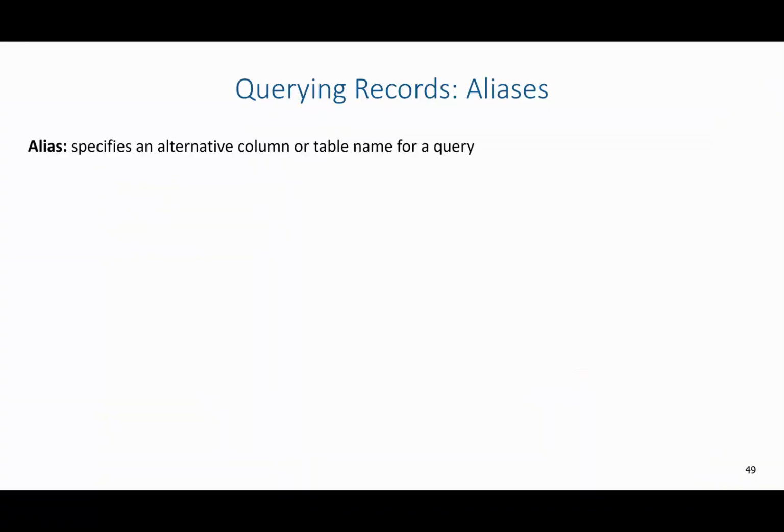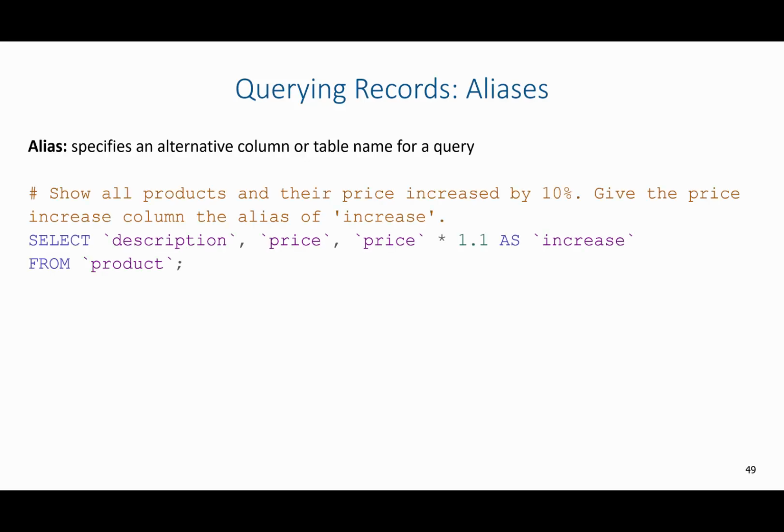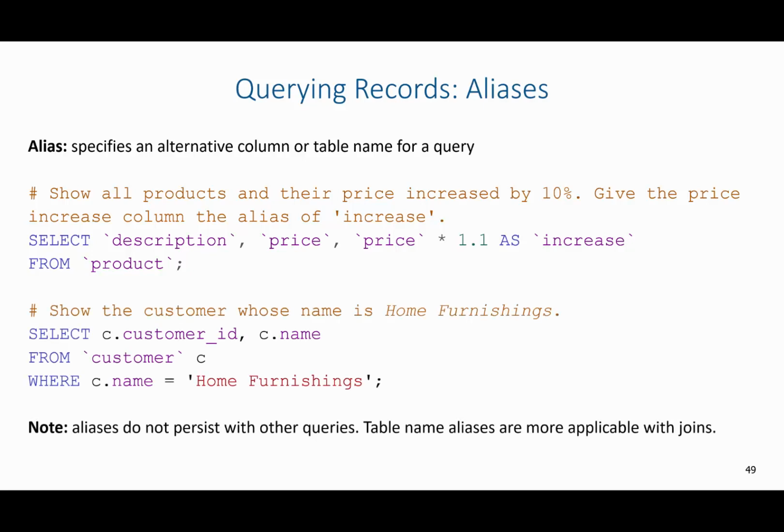The next thing we're going to discuss are aliases, which specify an alternative column or table name for a specific query. For example, when we ran the previous query, it had a column name of price times 1.1, which is not very useful. So we can actually give this new column a new name and say AS increase in this case. Additionally, we can use table aliases.